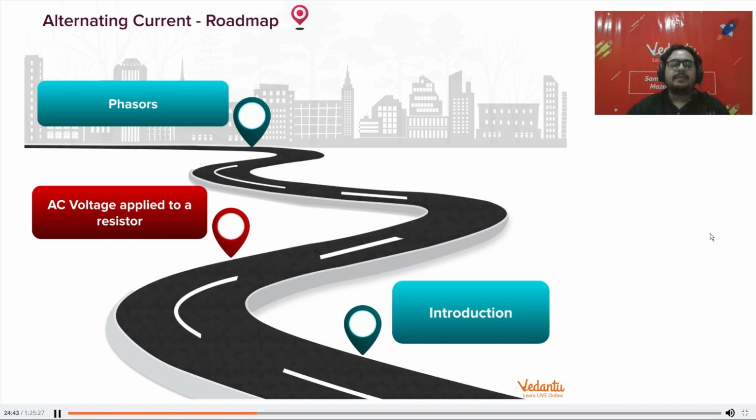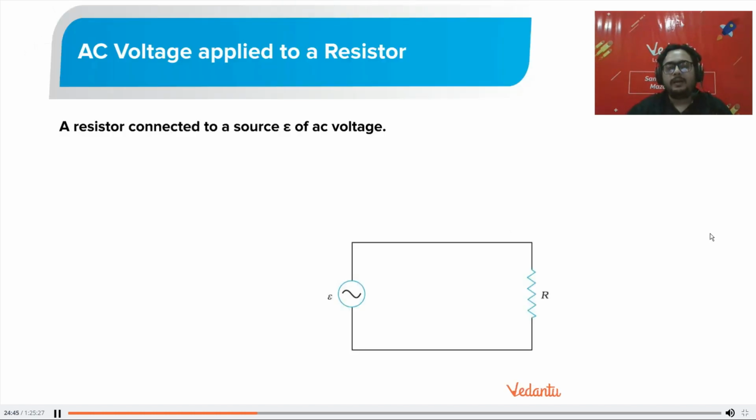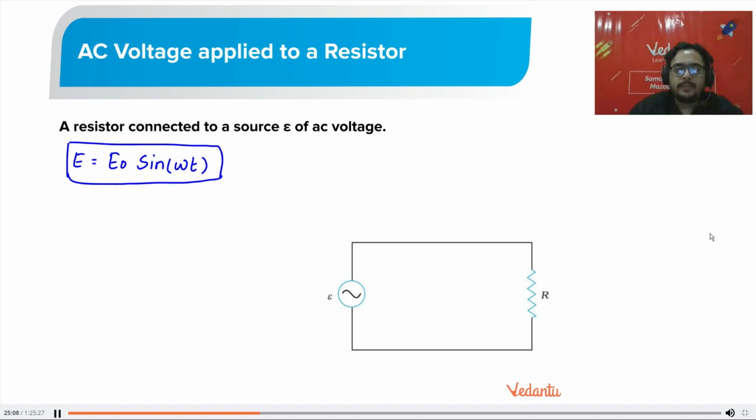Okay, so the next thing is AC voltage applied across a resistor. So this is the symbol for battery of alternating current. So this is the battery that I'm using, E. Now obviously battery EMF should change with respect to time. So the EMF that I have taken is E naught sine omega t. This is how you represent alternating voltage. This is called alternating voltage at time t.